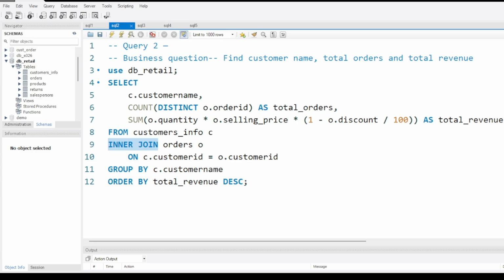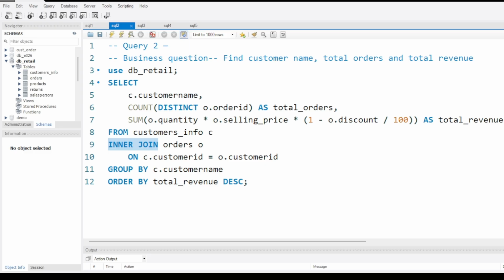The customer information is in the customer info table, while the transaction information is in the orders table. So in line number 9, we need to combine these two tables using an inner join. In line number 10, we join them using customer ID because that column exists in both tables.